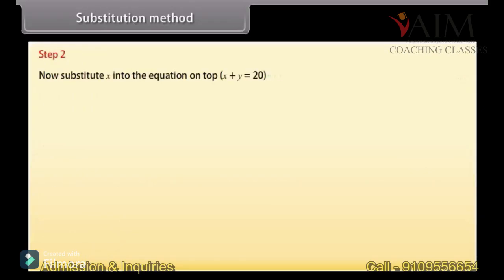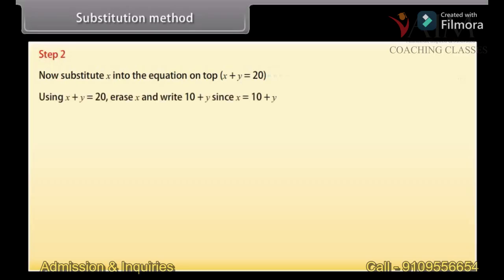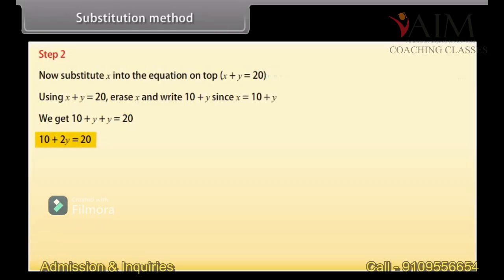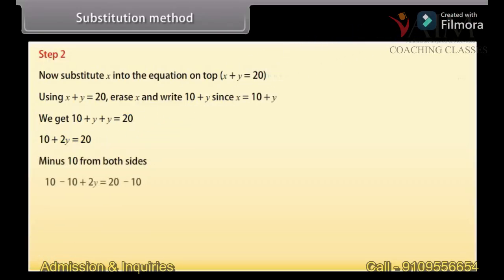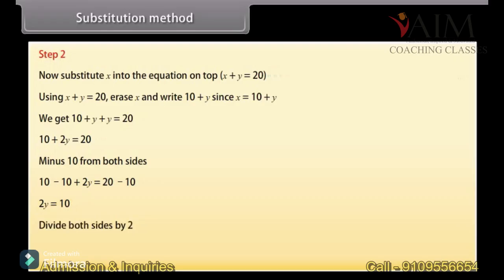Step 2. Now substitute x into the equation on top. x plus y is equal to 20. Using x plus y as 20, erase x and write 10 plus y, since x is equal to 10 plus y. We get 10 plus y plus y is equal to 20. 10 plus 2y is equal to 20. Minus 10 from both sides. 10 minus 10 plus 2y is equal to 20 minus 10. 2y is equal to 10. Divide both sides by 2. y is equal to 5.